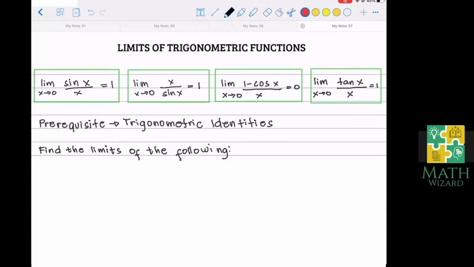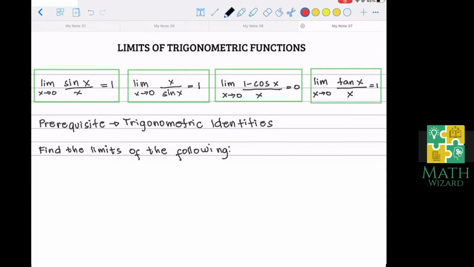The first one is the limit of sine x over x as x approaches 0 is equal to 1. The limit of x over sine x as x approaches 0 is equal to 1. The limit of 1 minus cosine x over x as x approaches 0 is equal to 0. And we have the limit of tangent x over x as x approaches 0 is equal to 1. So this will be our guide in solving the limits of trigonometric functions.